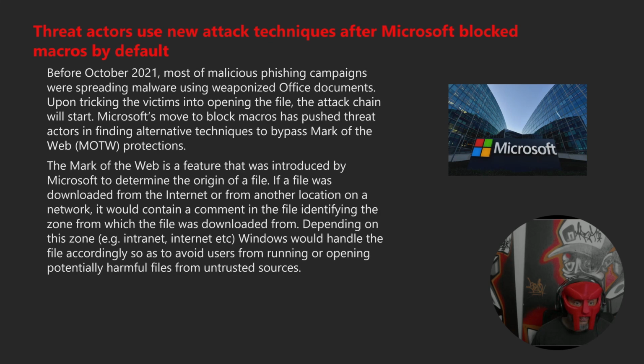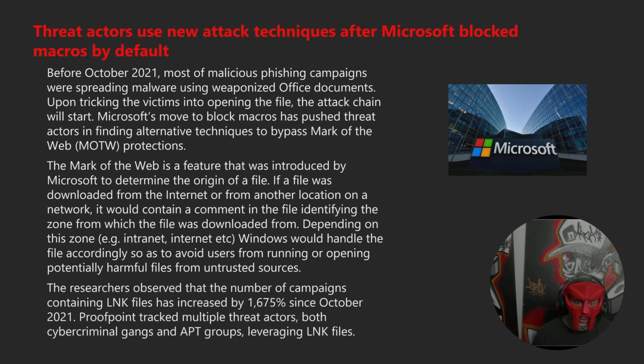The Mark of the Web is a feature that was introduced by Microsoft to determine the origin of a file. If a file was downloaded from the internet or from another location on the network, it would contain a comment in the file identifying the zone from which the file was downloaded. Depending on this zone, like intranet or internet, Windows would handle the file accordingly, so as to keep users from running or opening potentially harmful files from untrusted sources.